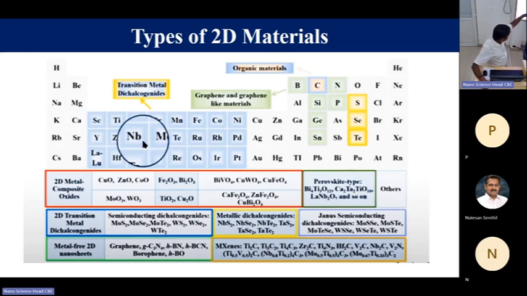Okay, now you can see here there are so many materials, more than 118 elements in the periodic table. Now, some of the material can be useful to prepare the 2D material. The first one you can see the 2D metal composite oxides. For that, all these material generally we are using copper oxide, zinc oxide. Easily, two-dimensional layered structure you can prepare.